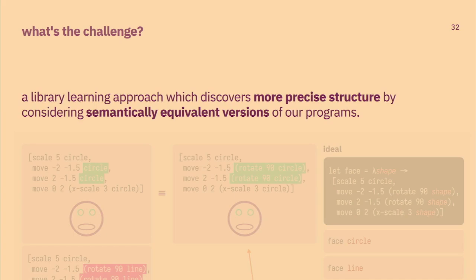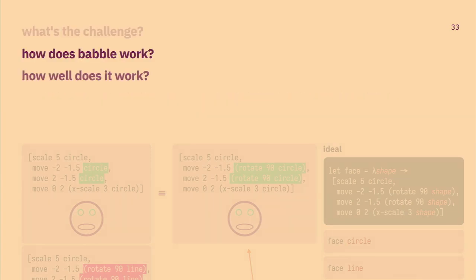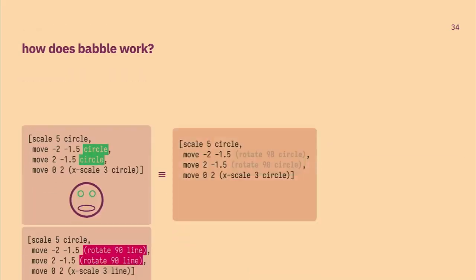So our challenge is, how can we make computers do this? Can we make a library learning algorithm that can discover more precise structure by considering how semantically equivalent versions of our inputs can share structure? Well, the answer is yes. And in this next section, I'm going to walk through how Babble tackles this problem.